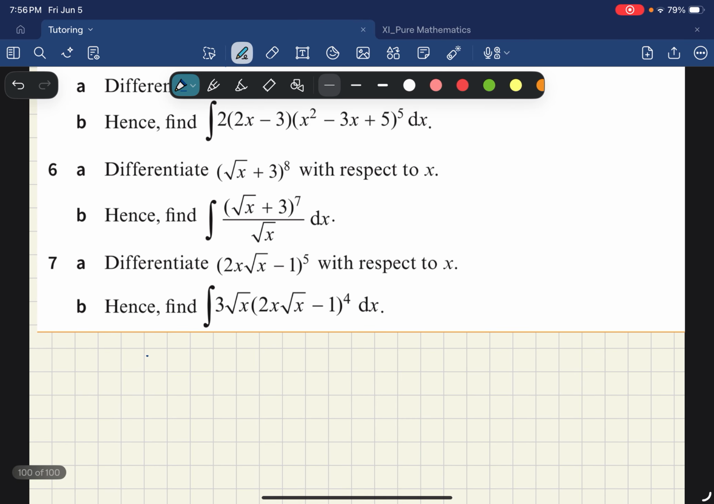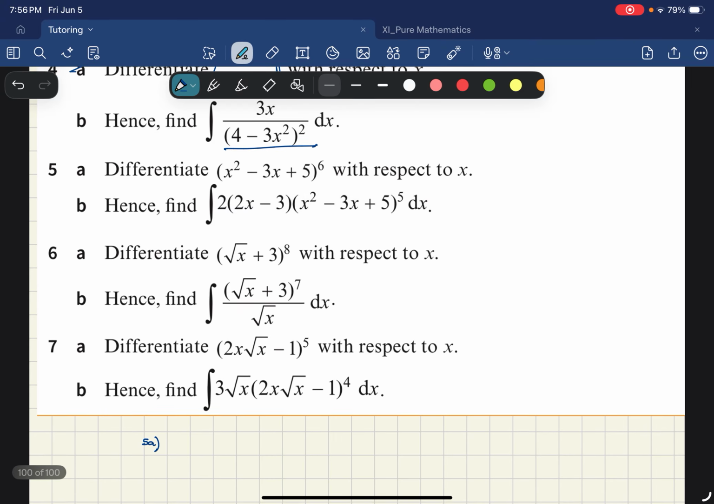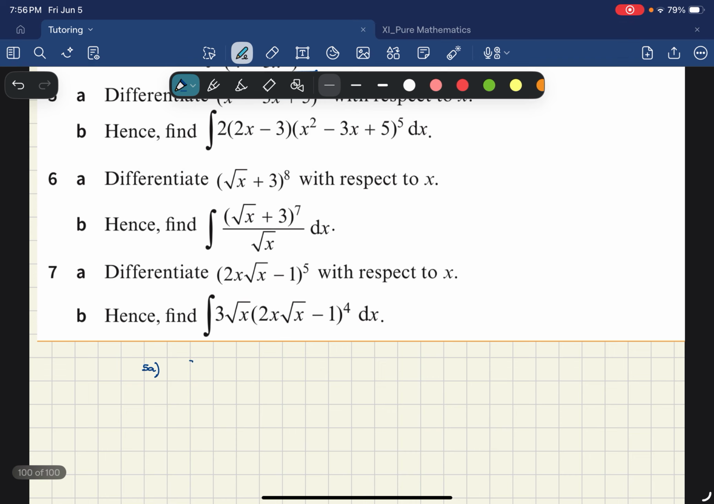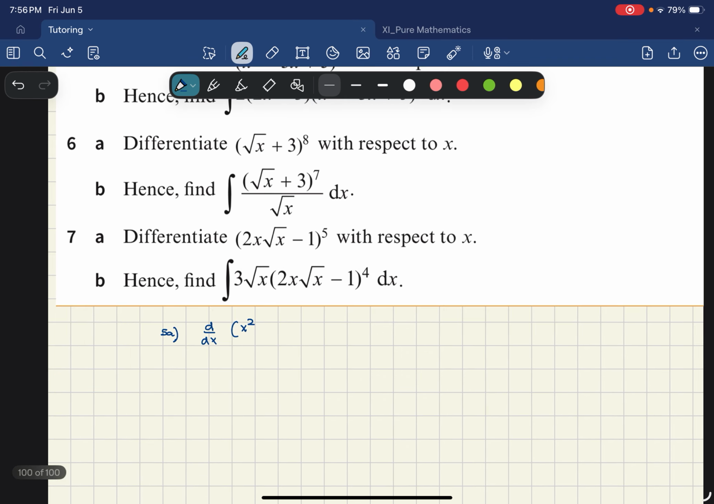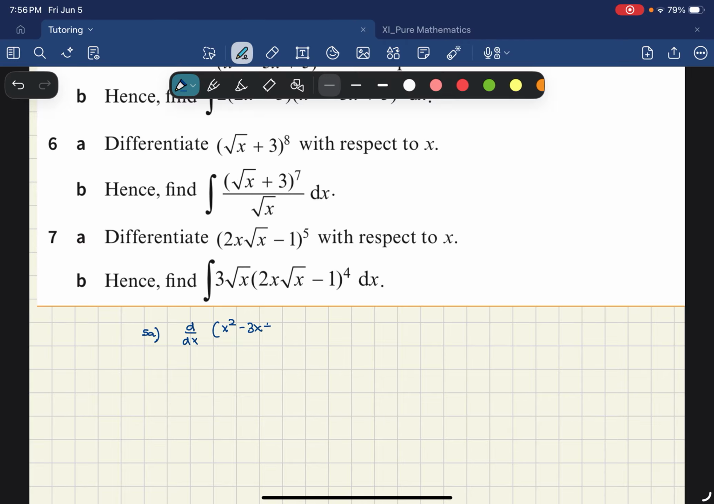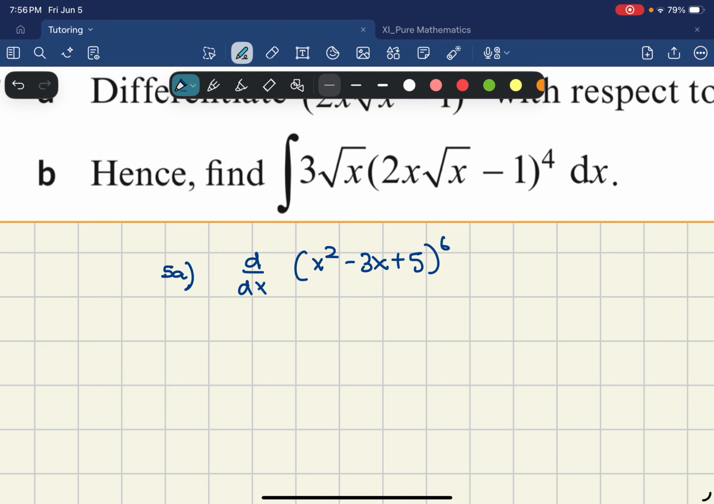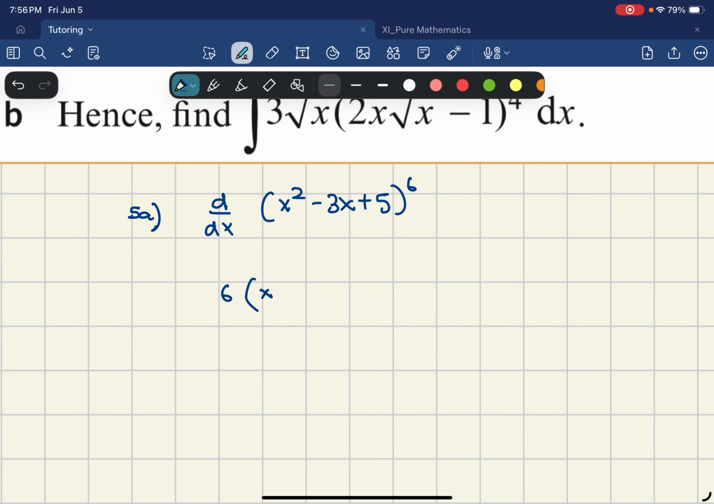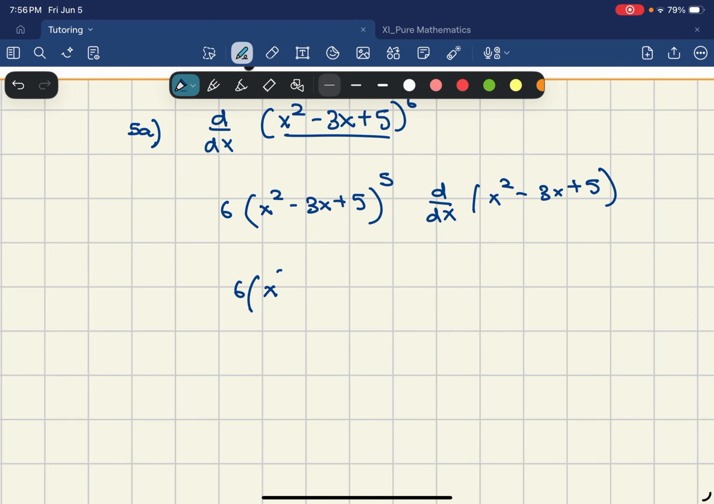So question 5 just asks part A, so I'm going to be very, very quick here. It says differentiate, so find d by dx of x squared minus 3x plus 5, to the power 6, right? All right, and if you differentiate, you get 6 times x squared minus 3x plus 5 to the power 5, right? Decrease the power by 1, but there is an x inside, so you have to differentiate it again.